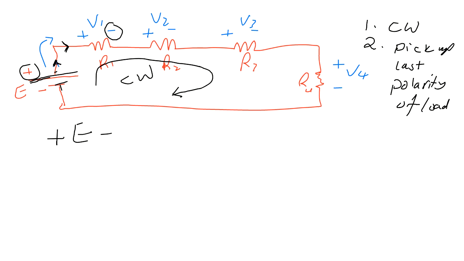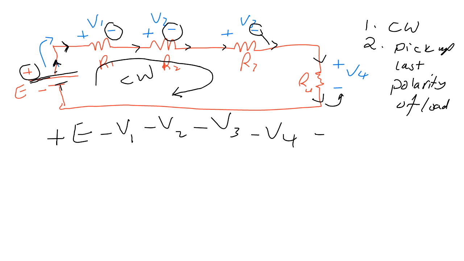So minus V1. Then the current continues here, enters positive and leaves again negative. So minus V2. Then continue again, pass through here, positive and leaving with negative. So minus V3. Similarly here, entering the positive and leaving this negative. So minus V4. Then continue here, back to the same point, which is the source, equal to 0.